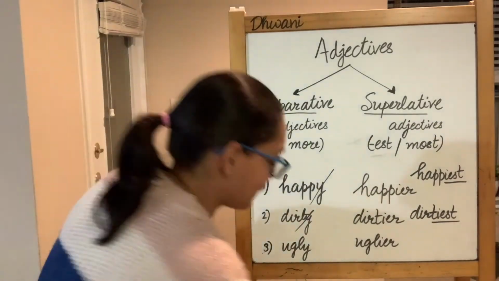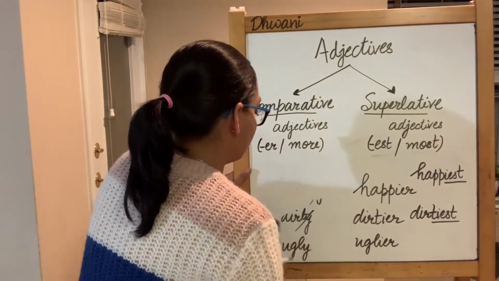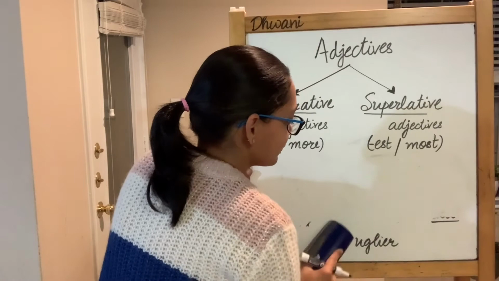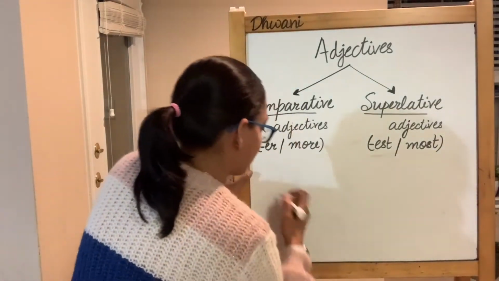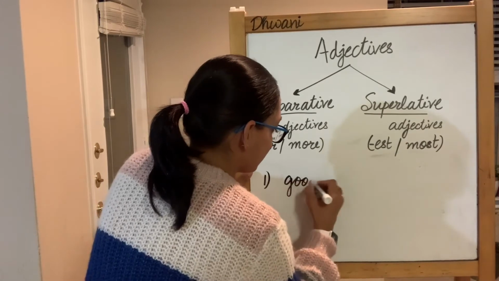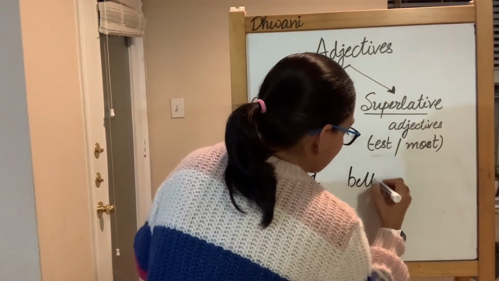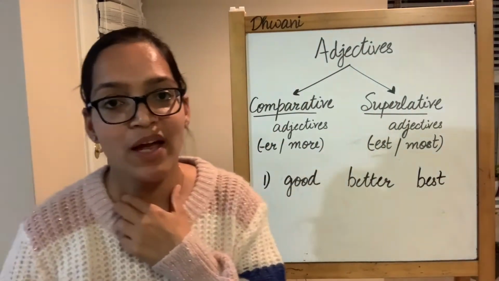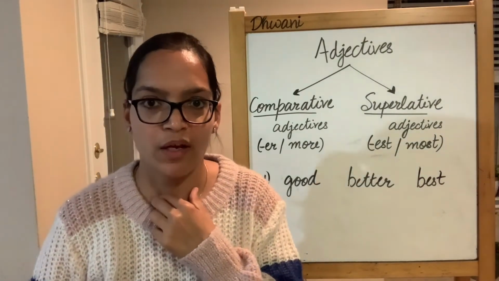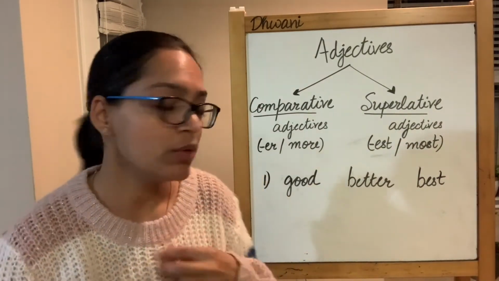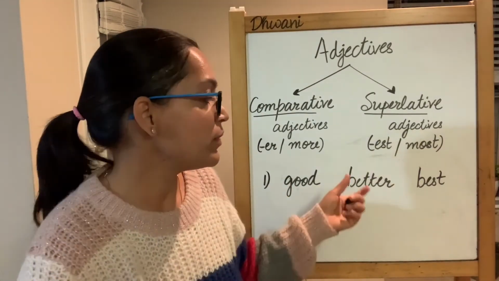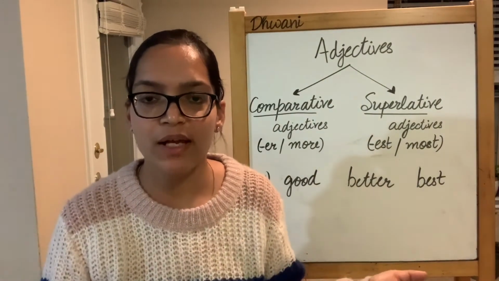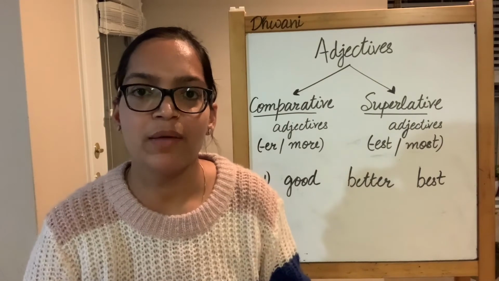Let's take some examples. Good is my adjective. I am a good teacher. Teacher is my noun. Good is describing the teacher. So I would say good is our adjective. Now when I'm comparing, I am a better teacher than her. So I'm making a comparison of myself with somebody else, and I'm using the comparative adjective.